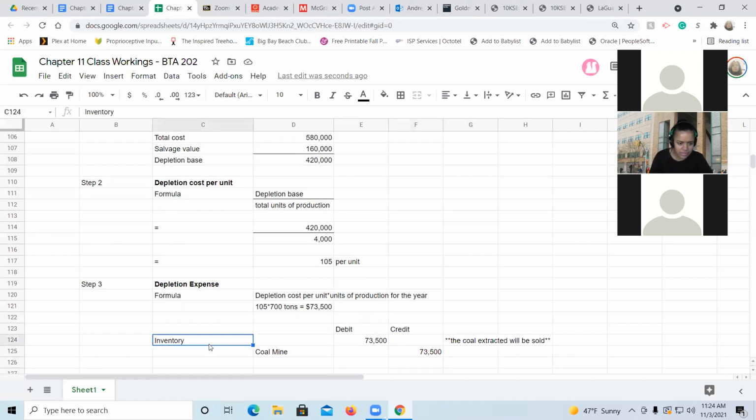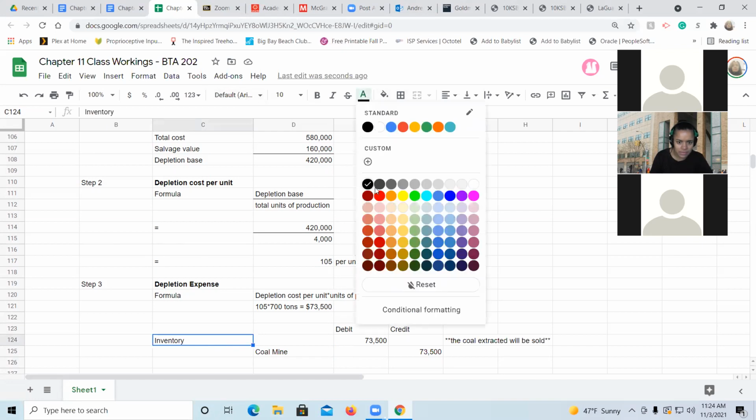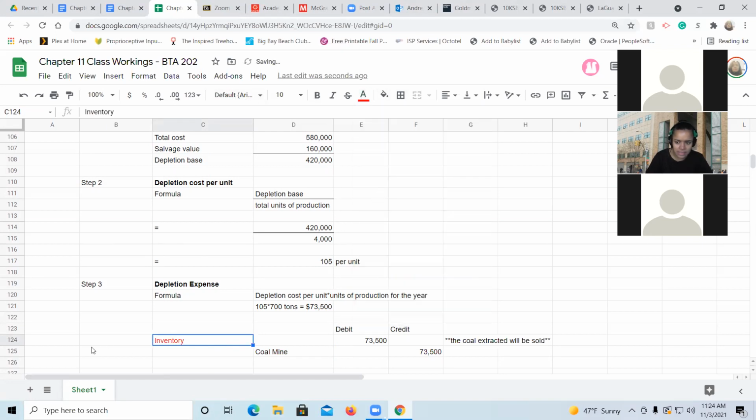Questions, folks? I know this inventory thing is a little bit crazy, right? But just think about it. The coal that is being extracted will be sold. So this inventory eventually becomes cost of goods sold. It's not yet an expense as depletion expense; it becomes an expense when it becomes cost of goods sold. Any questions, steps 1 through 3?